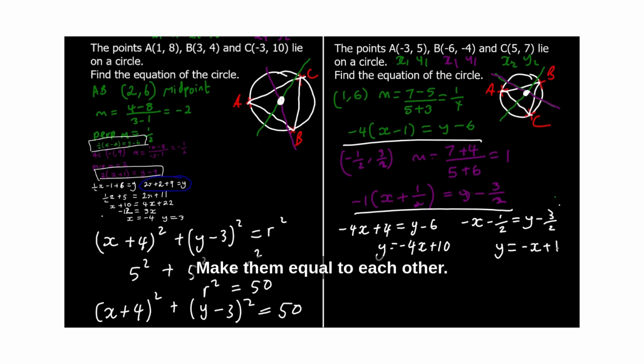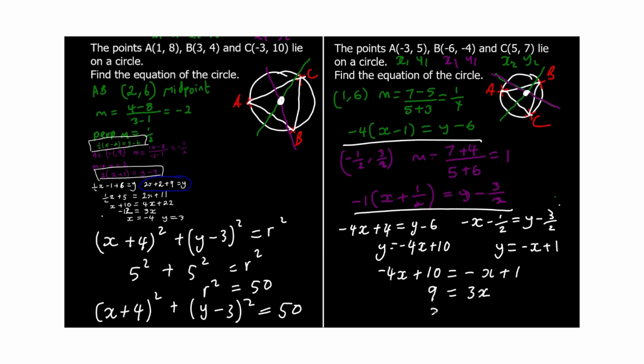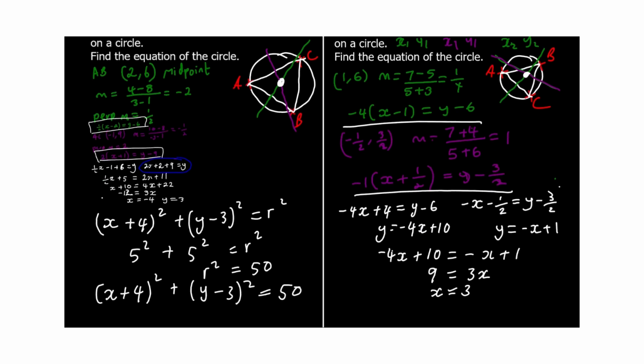Make them equal to each other. Negative 4x plus 10 equals negative x plus 1. Add 4x. Take away 1. Divide by 3. X is 3. When x is 3, y is negative 3 plus 1, which is negative 2.